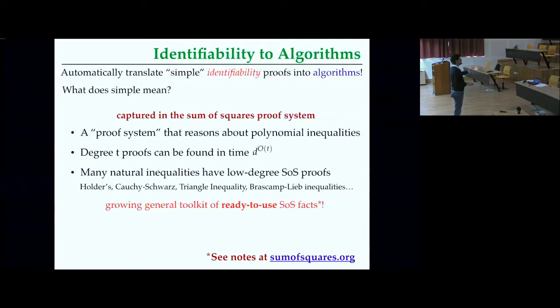It turns out that degree t proofs can be efficiently found in time exponential in t. So if t is a constant, d is the dimension here by the way, then we'll have a polynomial time algorithm to find such a proof.